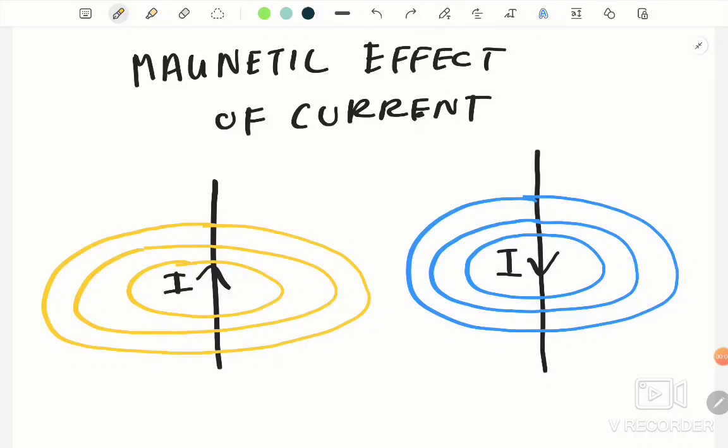Hi everybody, welcome to this video on the chapter of magnetic effect of current. We'll start this chapter by understanding the direction of magnetic field around a current carrying wire. As you can see in the diagram here, magnetic field lines are closed circular loops, and these circular loops are formed around the wire carrying the electric current. Guys, to find the direction of this magnetic field, all we need to do is take the right hand thumb and point it in the direction of electric current.